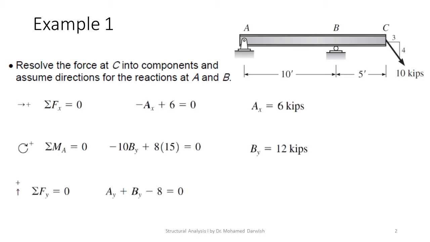Sigma Fy equals 0, Ay plus By minus 8 equals 0. Therefore, Ay equals minus 4 kips.